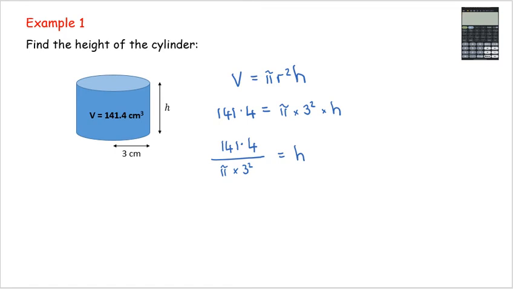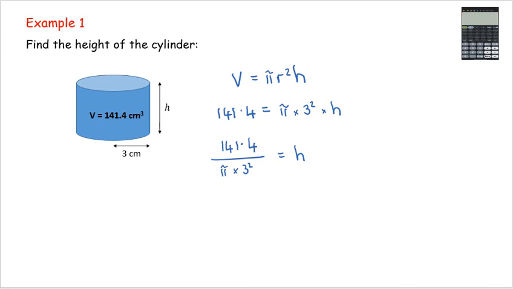And what I can do is just fire that into my calculator. I just need to be careful that I'm putting it into my calculator precisely. Now in this case, if you have a fancy calculator with your fraction button, you can put this in as a fraction as you see it, and then calculate it that way. Otherwise, what you could do is 141.4, then divided by, and when you put the divided by bit, you're going to put that in a bracket. So what you're dividing by, in a bracket goes pi multiplied by 3 squared.